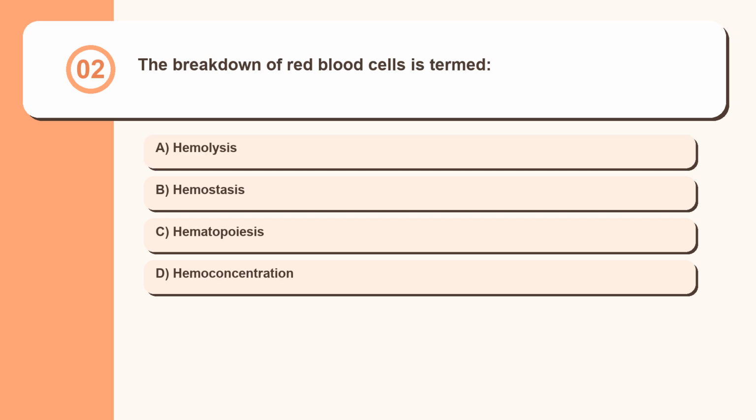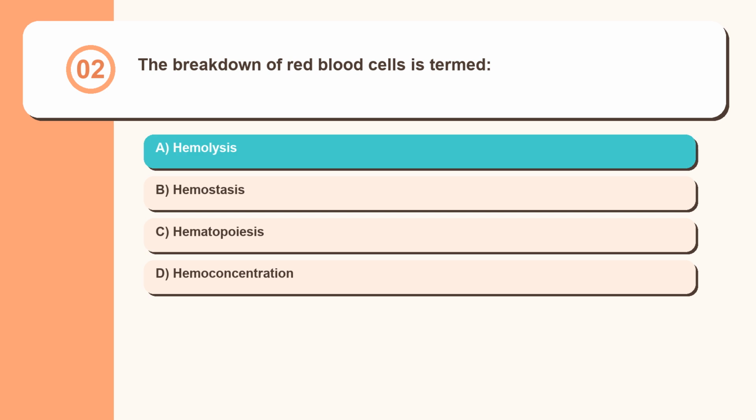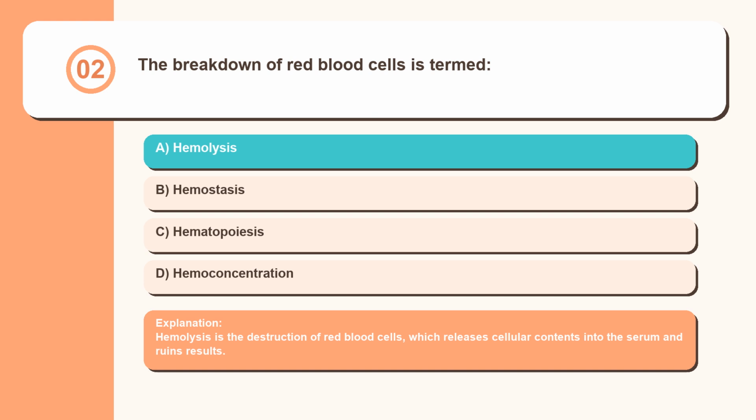Question 2. The breakdown of red blood cells is termed hemolysis, hemostasis, hematopoiesis, hemoconcentration. Hemolysis is the destruction of red blood cells, which releases cellular contents into the serum and ruins results.